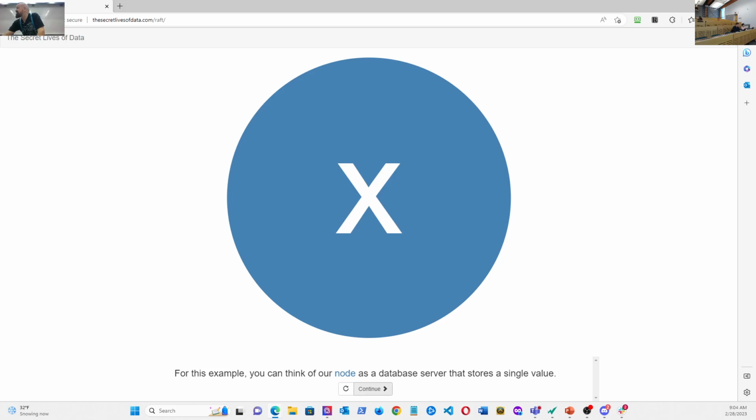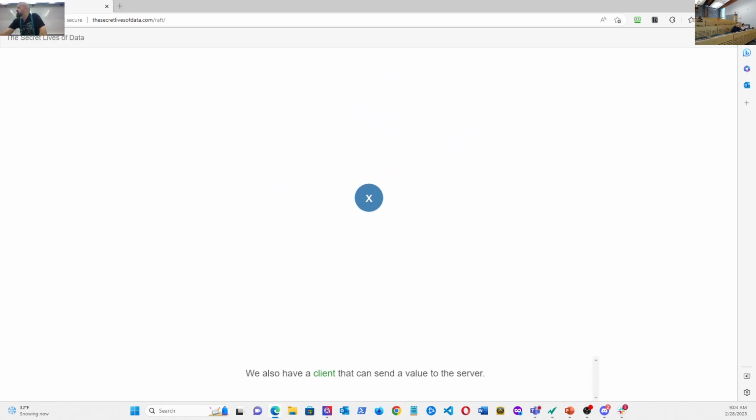A node in your database that stores a single value. See, that's the extreme example I was talking about, where you have a Paxos implementation or Raft implementation for every single value in your database. That would be pretty extreme. And then we have a client, blah, blah, blah. So this is actually kind of a cool illustration of walking you through what Raft is actually doing, distributed consensus, the whole problem we've been talking about all term.